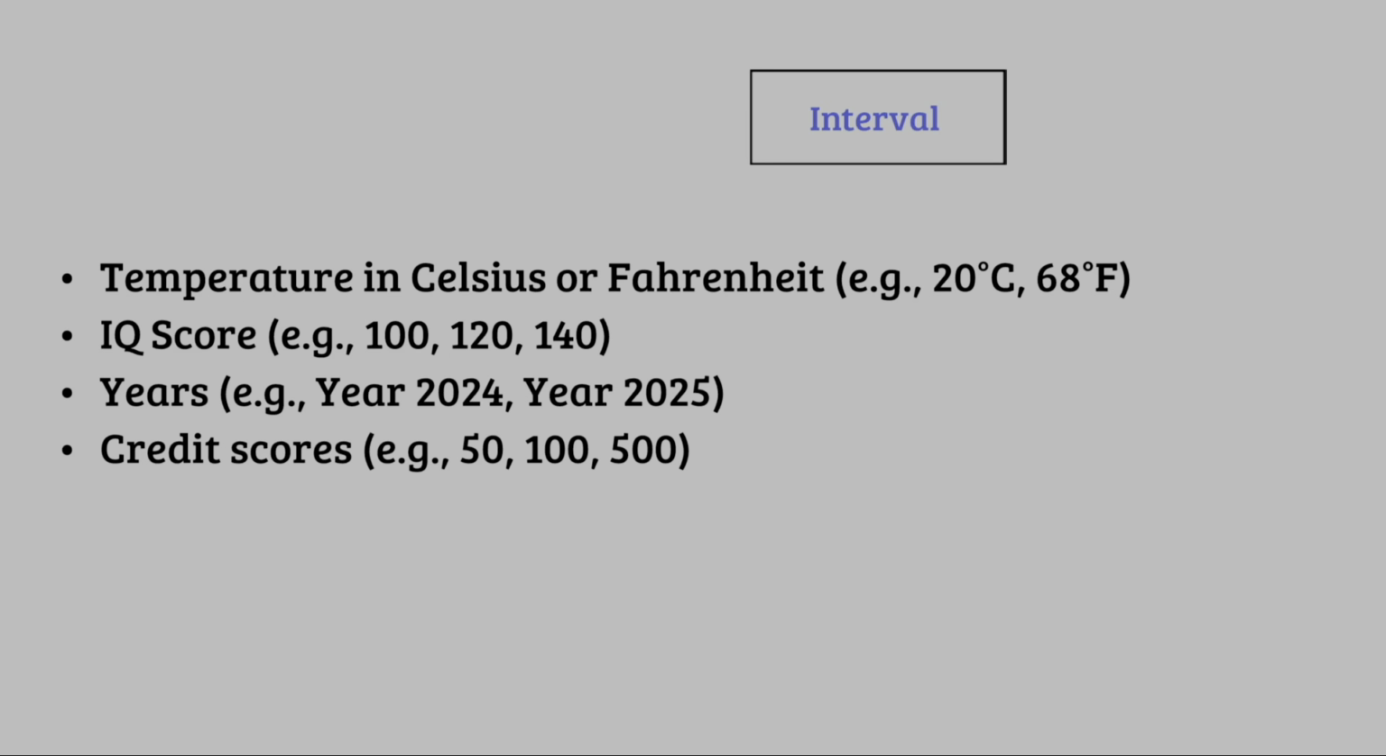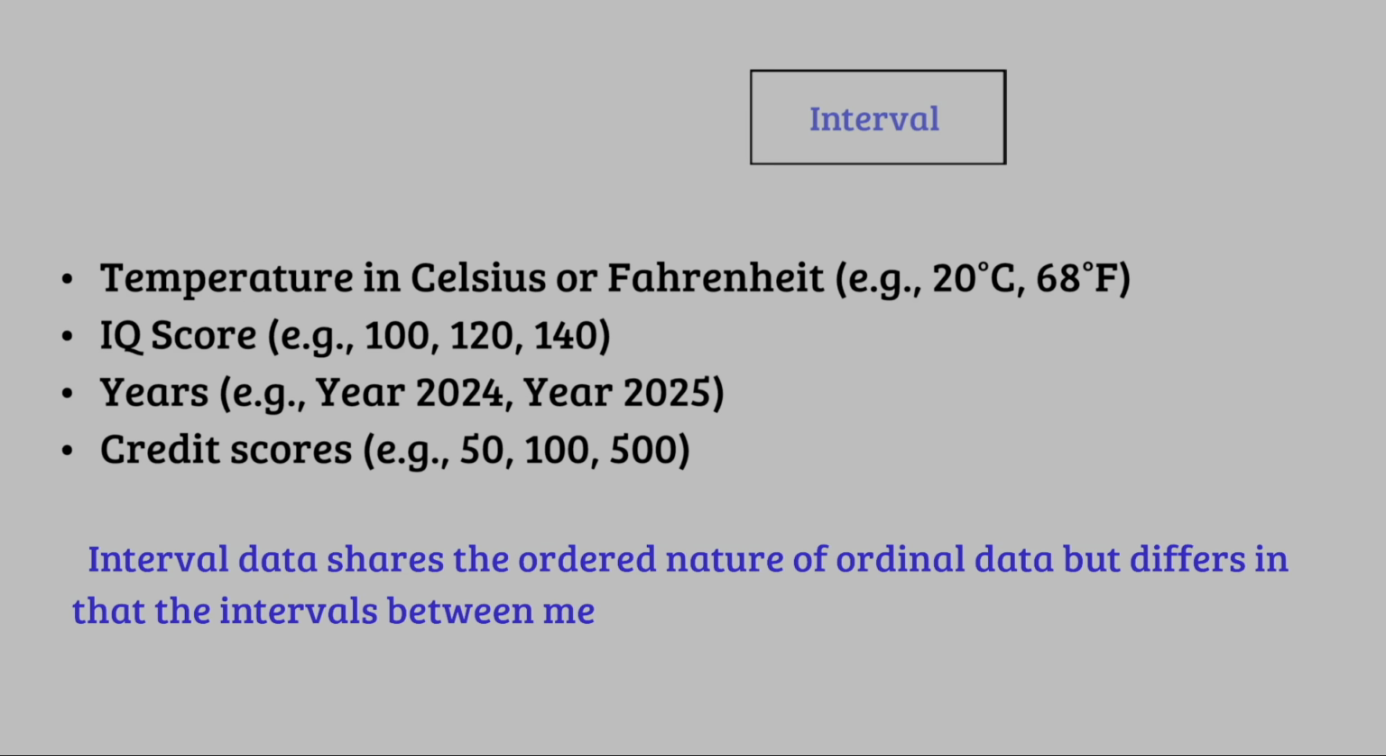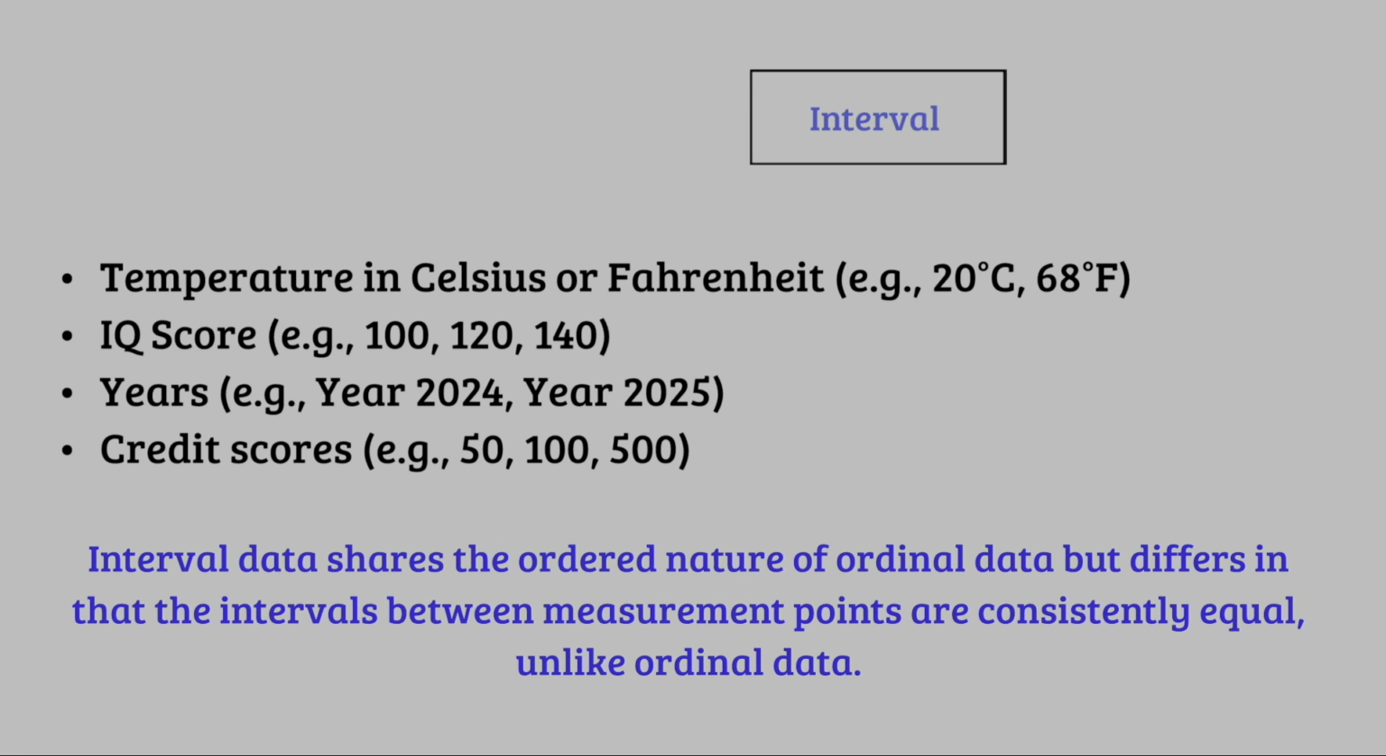Arithmetic operations such as addition and subtraction are meaningful with interval data, but multiplication and division are not. Interval data shares the ordered nature of ordinal data, but differs in the interval between measurement points. The measurement points are constant and equal in interval data, unlike ordinal data.